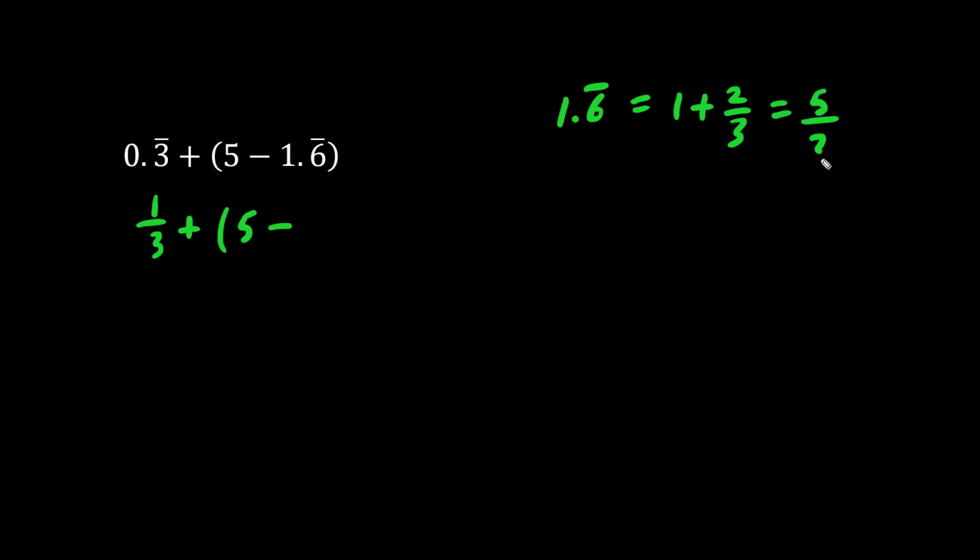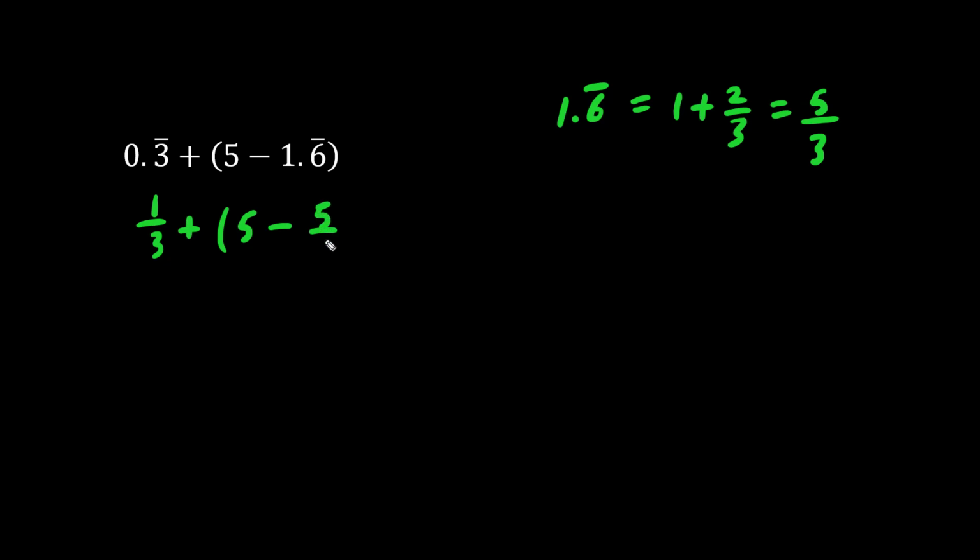Let's rewrite 0.3 repeater as 1/3. We add 5 minus 1.6 repeater. Now what is 1.6 repeater? It is 1 plus 2/3. 3 times 1 is 3, plus 2 is 5, over the denominator 3. So 1 plus 2/3 is 5/3.